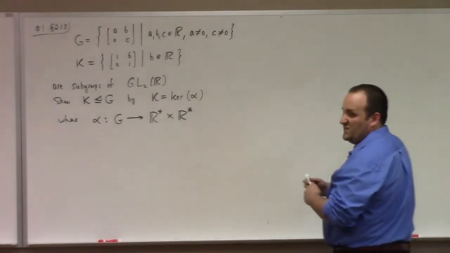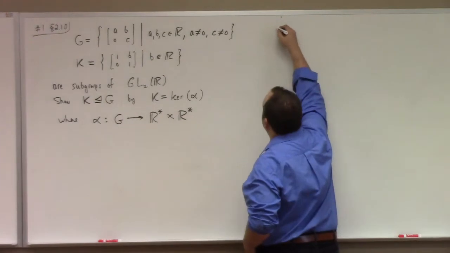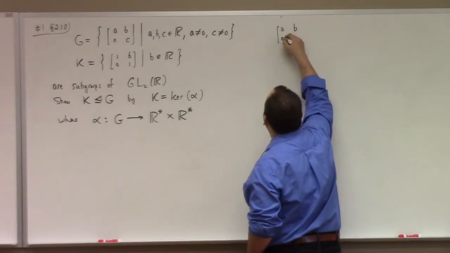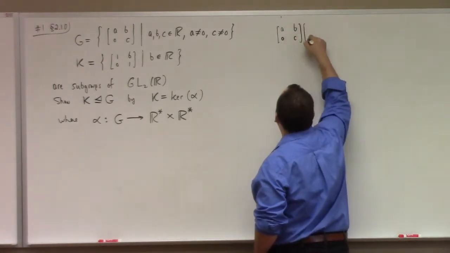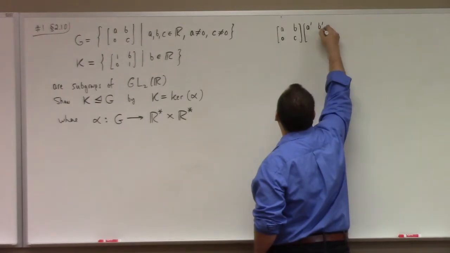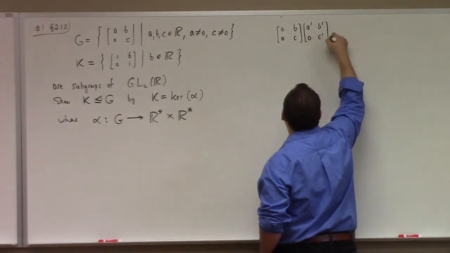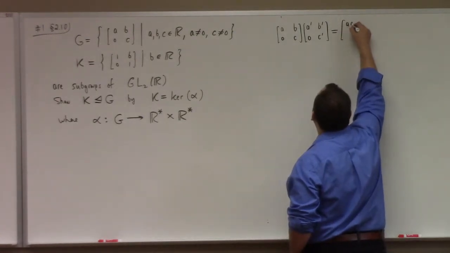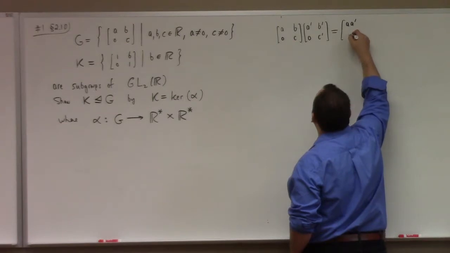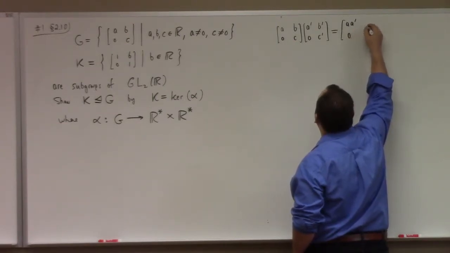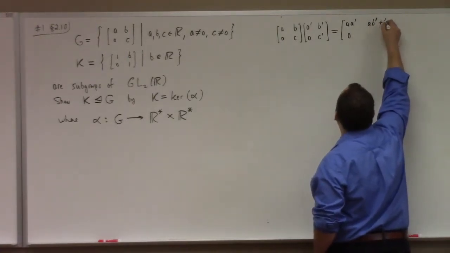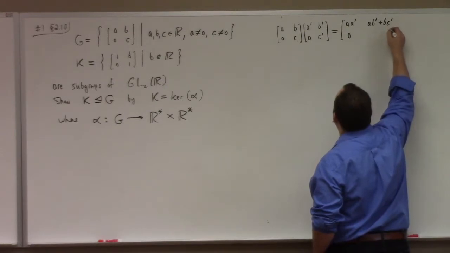What happens? Why is G closed? What's that look like? A, B, 0, C. Let's say A prime, B prime, 0, C prime, for lack of imagination. What happens when we multiply? We get AA prime, 0. We get AB prime plus BC prime. And then down here we get CC prime.